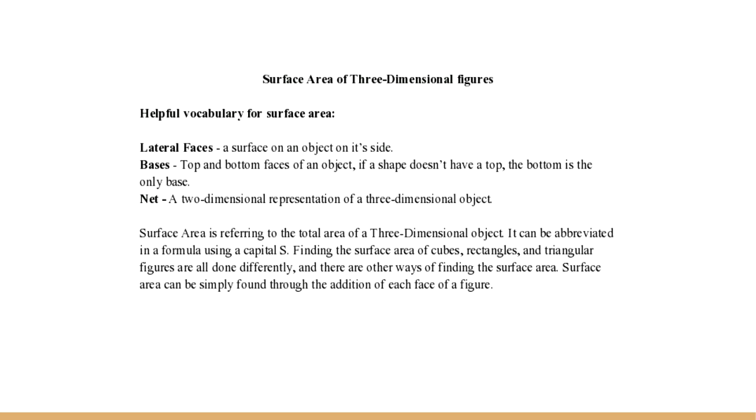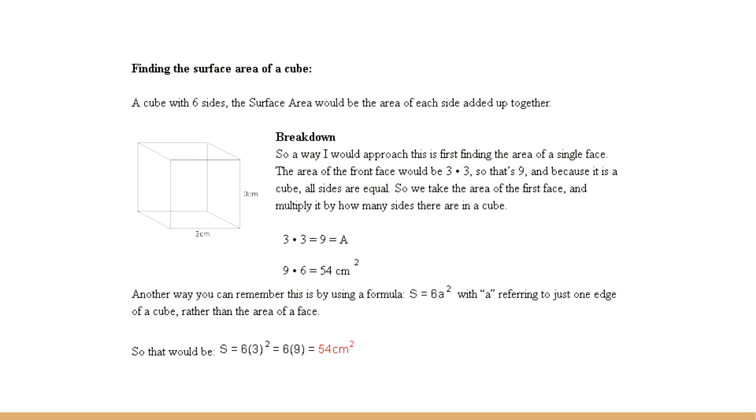So basically, surface area is referring to the total area of a 3D object, or 3-dimensional. It can be abbreviated in a formula using a capital S. Finding the surface area of cubes, rectangles, and triangular figures are all done differently, and there are other ways of finding the surface area. Surface area can be simply found by the addition of each face of a figure. A cube has 6 sides, and they're all just about the same size. They're all equilateral.